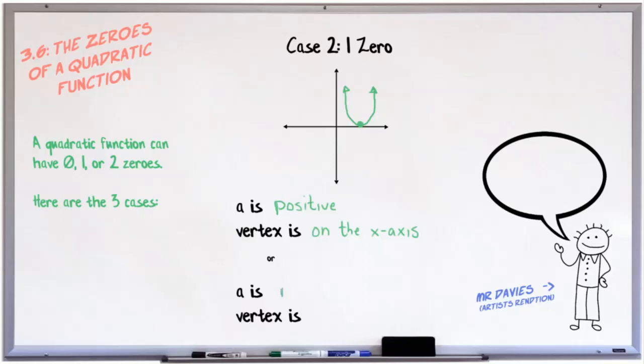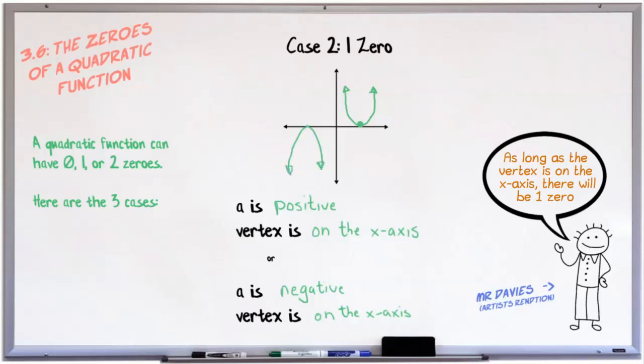This can also occur when a is negative. Again, if our vertex is on the x-axis. So again, in the sketch, it might look something like this, where our vertex is located on the x-axis. Again, in this case, the a value does not matter. So a can be positive or negative. It won't affect the number of zeros, assuming the vertex lies on the x-axis.